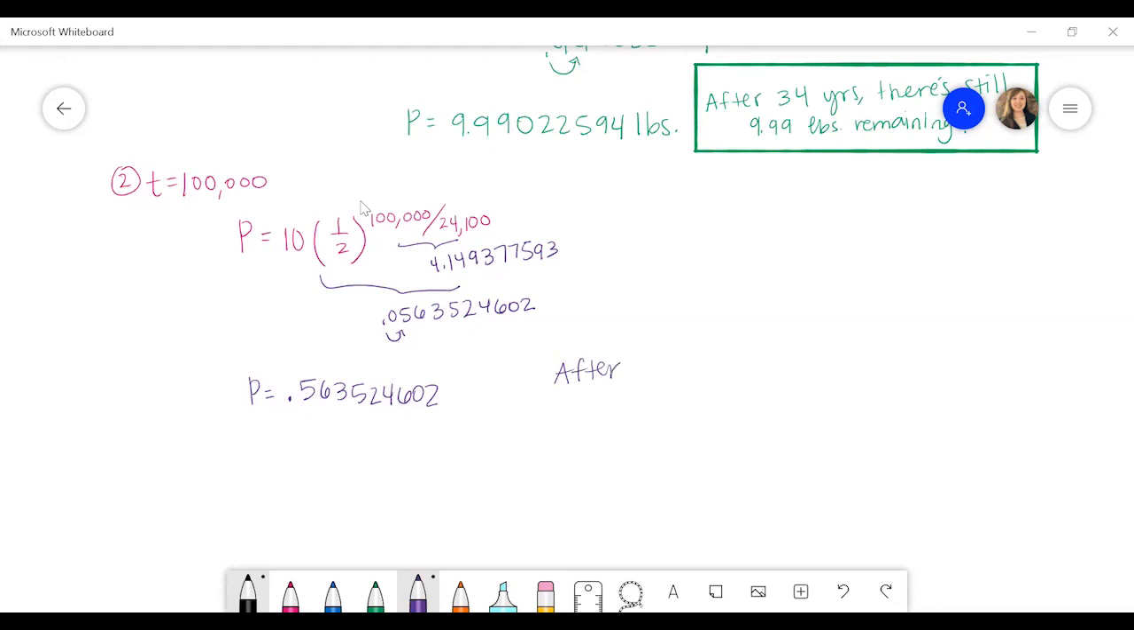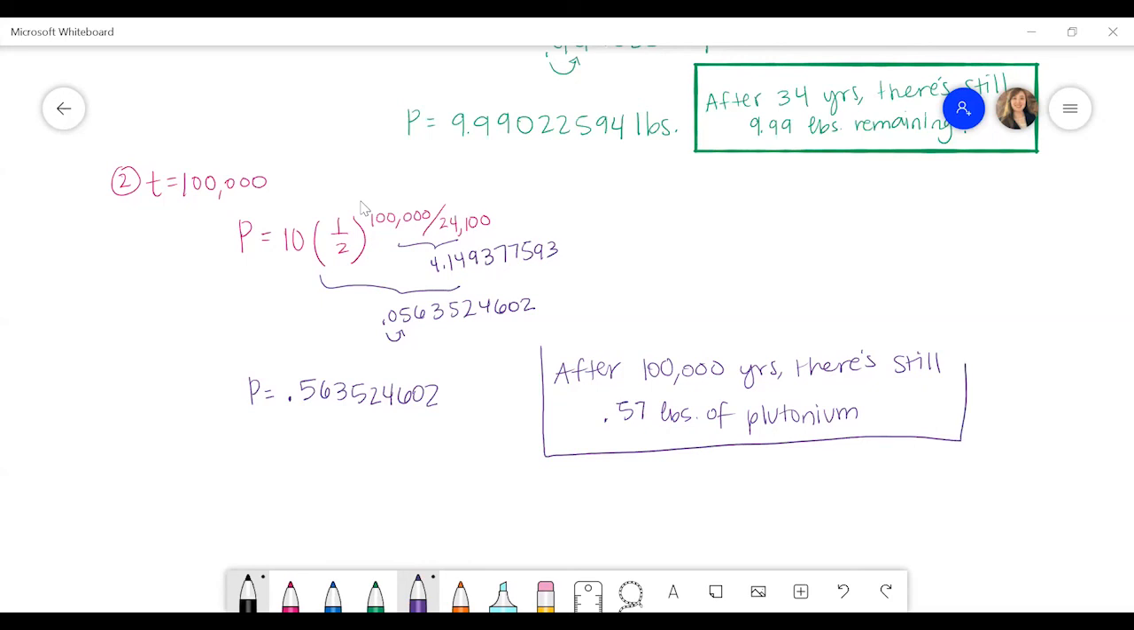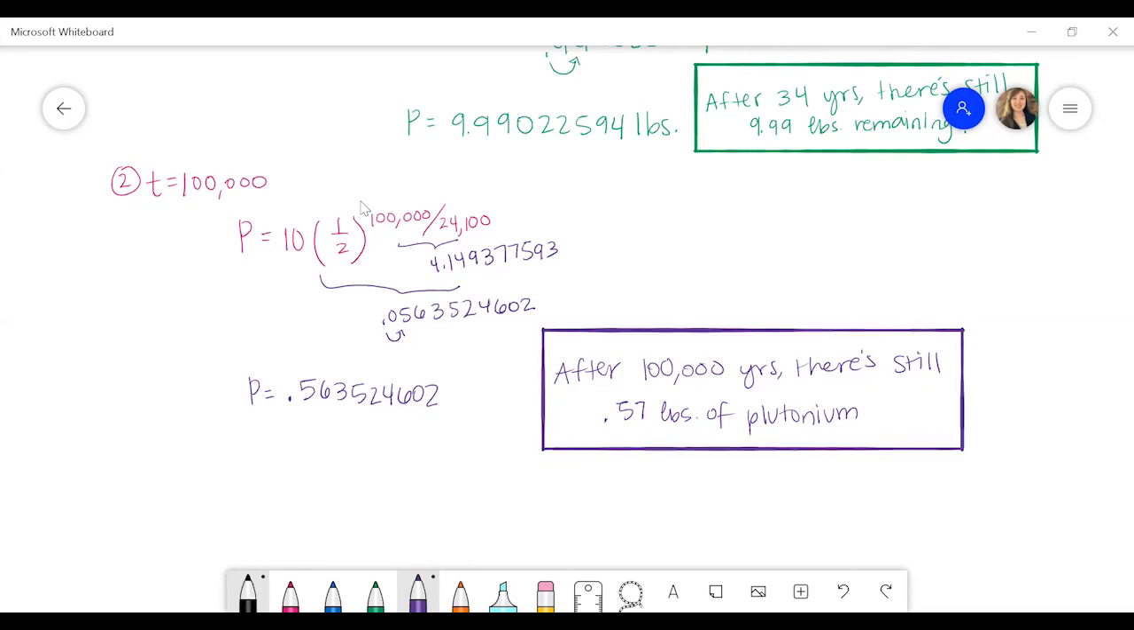That means after 100,000 years, they're still not completely gone, right? There's still about, let's round it, maybe 0.57 pounds of plutonium. So just think about that for the city. It is uninhabitable for over 100,000 years, depending on how comfortable you are with plutonium, right? Probably not that comfortable, but it's pretty devastating.